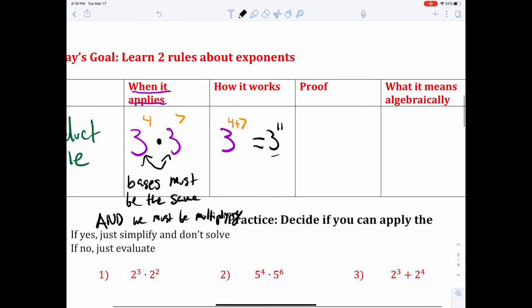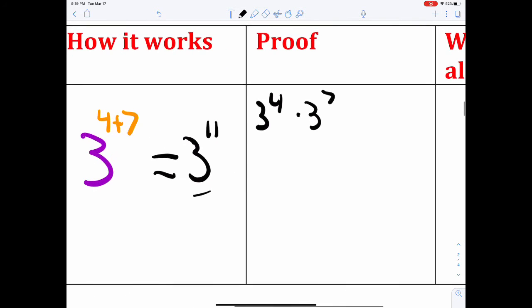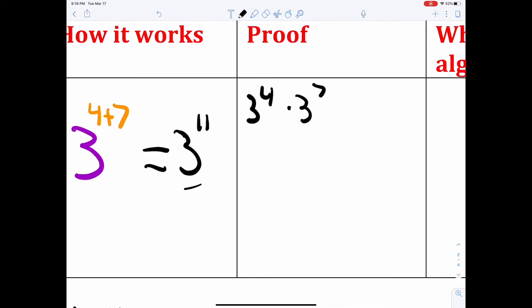Now, who says that'd be equal? Here's a proof of it. If we take 3 to the 4th times 3 to the 7th, and we acted like this was the bell ringer, well, what would we do with 3 to the 4th? We'd multiply it by itself 4 times. Because that's what exponents mean. We can never forget that. And then we'll bring down that multiplication. So times 3 to the 7th.